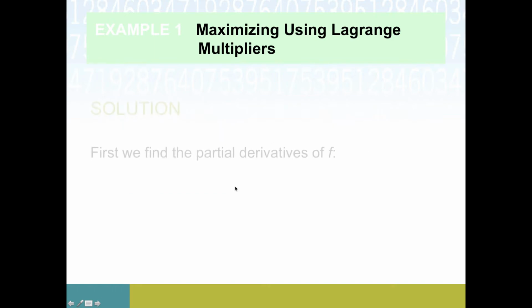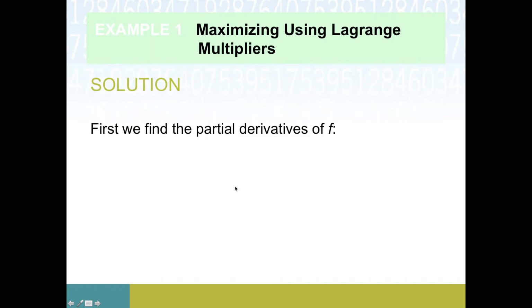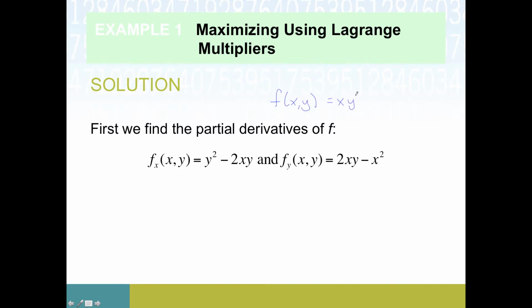Okay, so our strategy says we're going to take first partials, which is what we've been up to. And just as a reminder, our f function looks something like xy squared, and then minus x squared y.